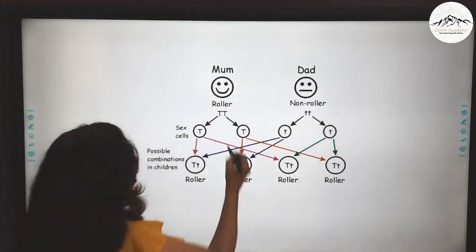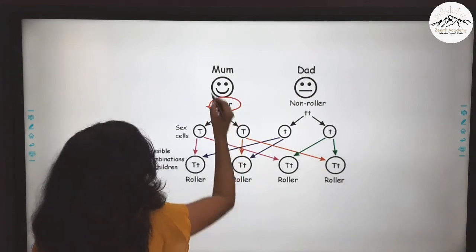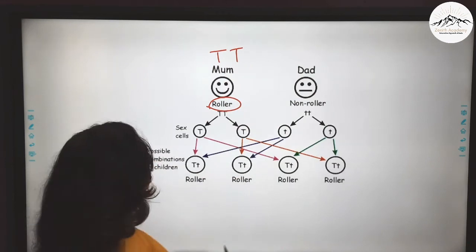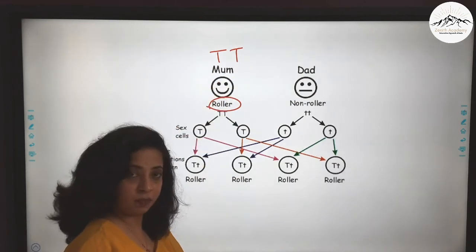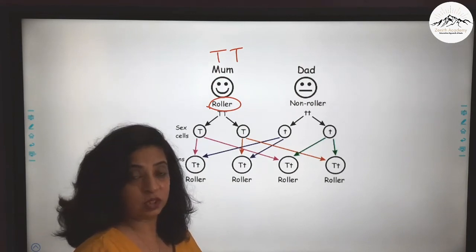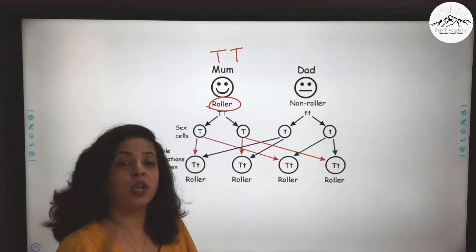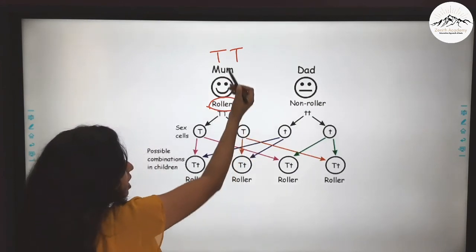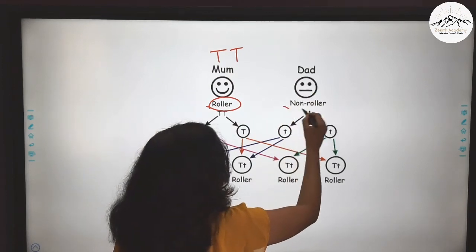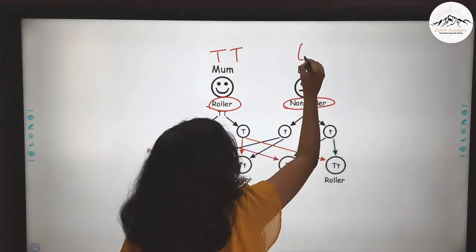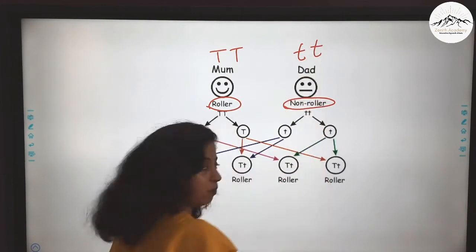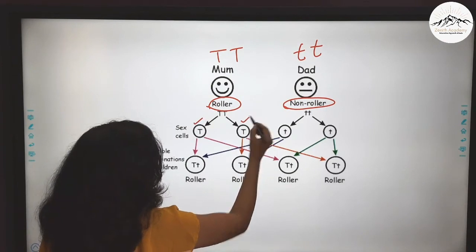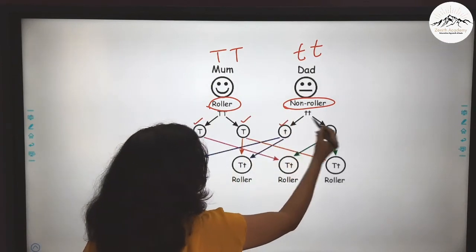Here you can see a mom who is a roller. And which type of roller is she? Here you can see capital T, capital T. Okay. So homozygous dominant. Now you should remember that in this case of roller and non-roller, always roller is dominant. Okay. So capital T, capital T. So the mother is homozygous dominant, whereas the father is a non-roller, so the recessive thing should come. So small t, small t. Okay. Now this mom will have two sex cells, capital T, and the father will have two small t.